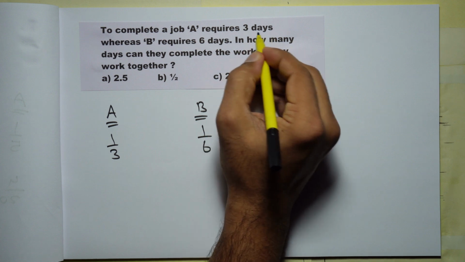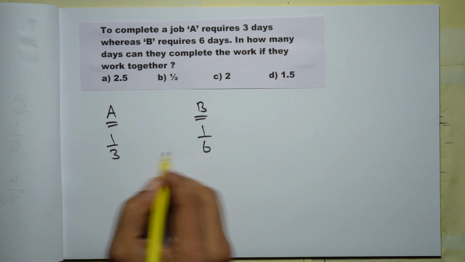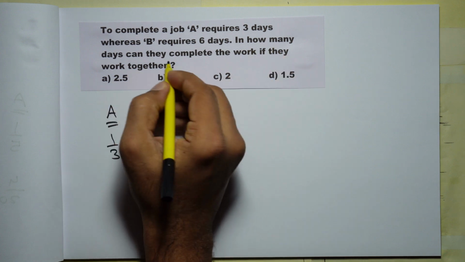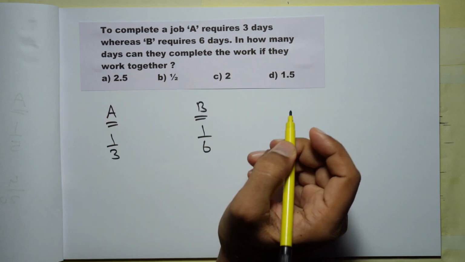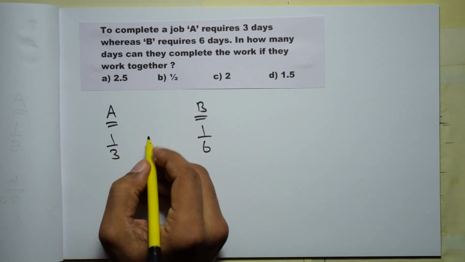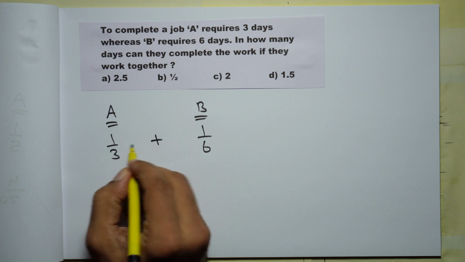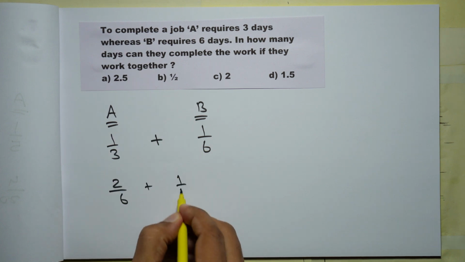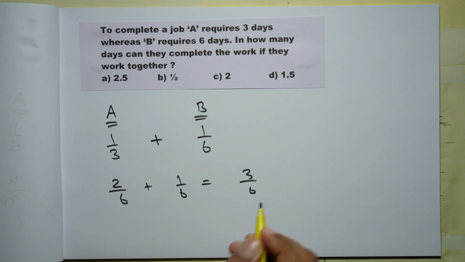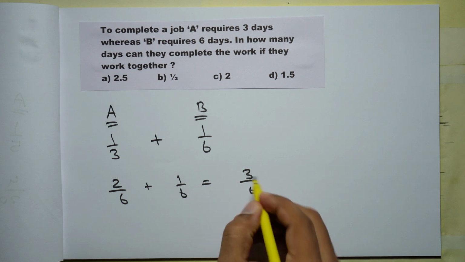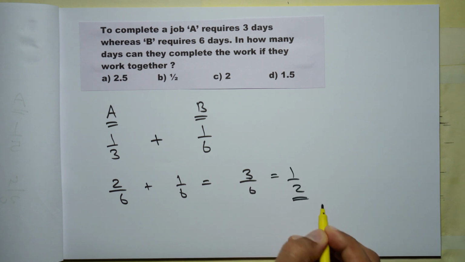That is the number of days required, and the part of the work done per day, they are reciprocals of each other. In how many days can they complete the work if they work together? So A will do 1/3 of the work, B will do 1/6 of the work. If they are working together, you have to add it up. So this can be written as 2/6 plus 1/6, you will get it as 3/6. So if they are working together, every day they will do 3/6 of the work. That is same as half of the work.